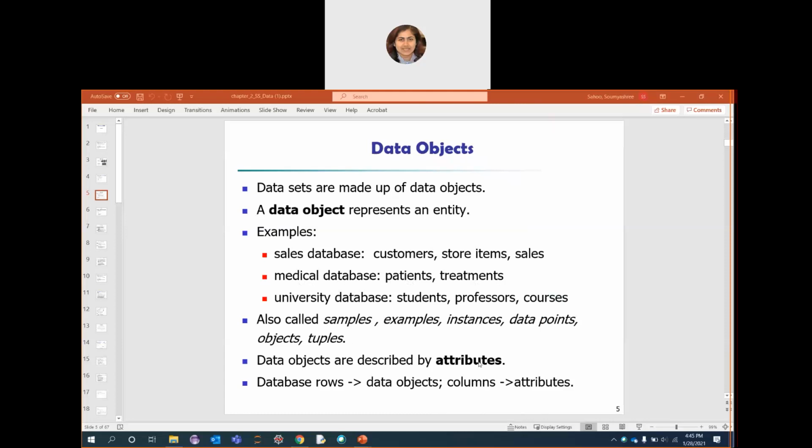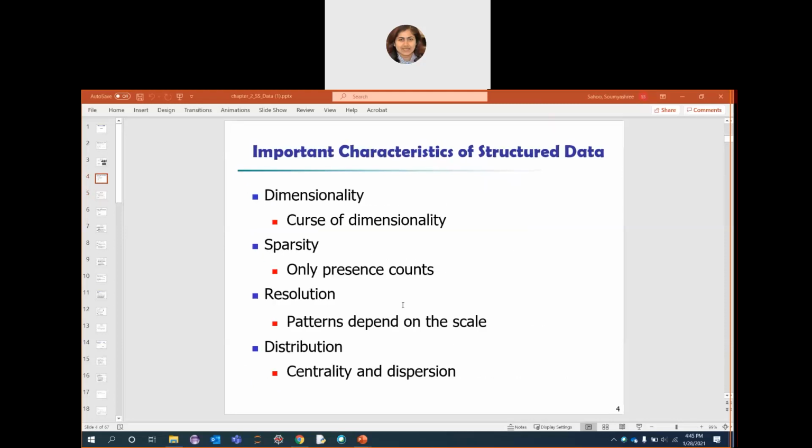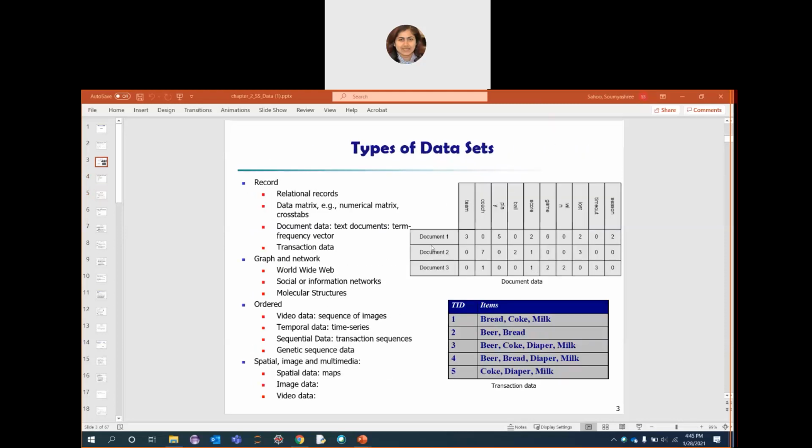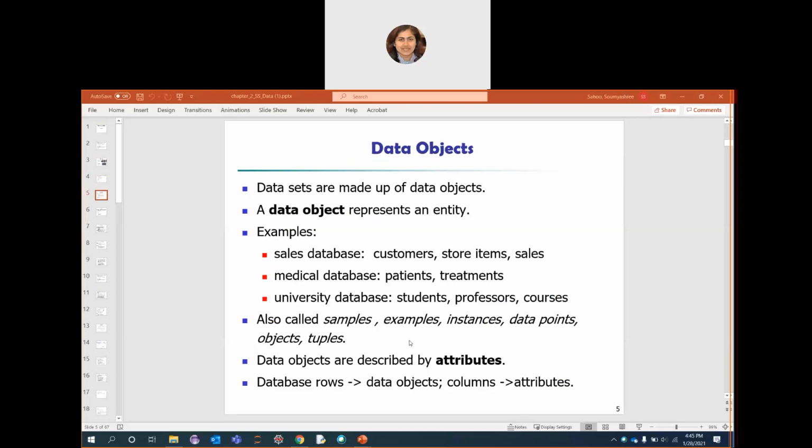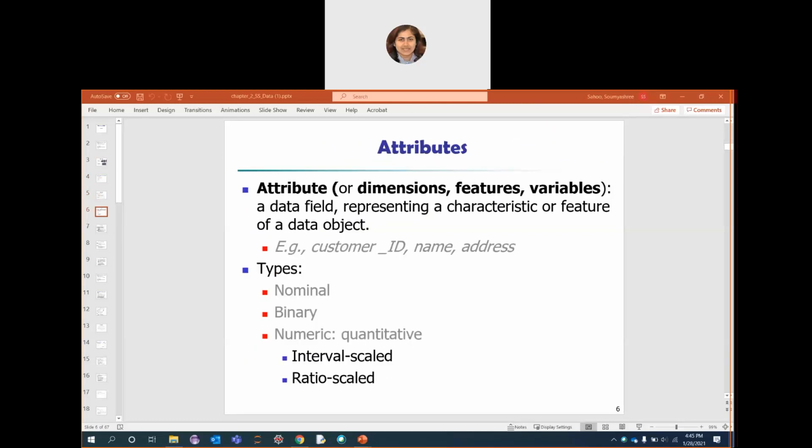An attribute is a data field representing a characteristic or feature of a data object. So if you see this one here, these columns are nothing but the attributes, and these three are data objects. Then some more about the attribute. An attribute can be called a dimension, feature, or variable, and these are the data fields which directly represent the characteristics or features of a data object.